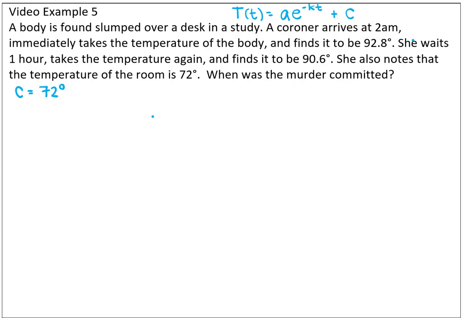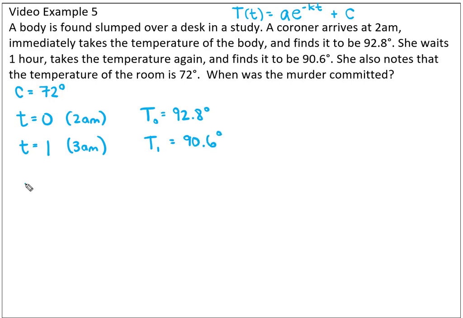So one of the things we want to do is say, when she first gets there, we're going to call that time 0. That's at 2 a.m. And then 1 hour later, when she takes the temperature again, that would be 3 a.m. The value of time would be 1. The temperature of the body at time 0 was 92.8 degrees. And the temperature of the body 1 hour later is 90.6.